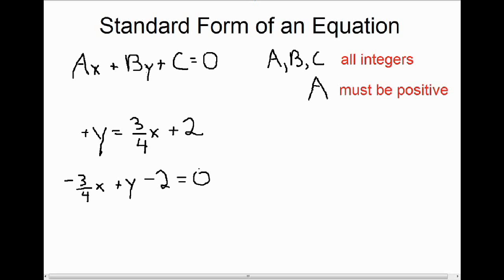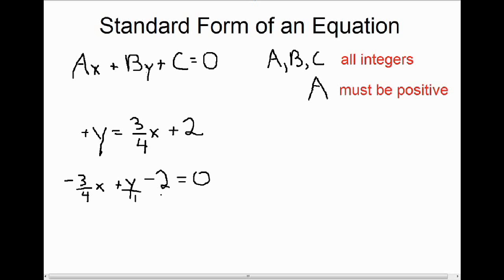Now, we've got a couple of issues here in terms of trying to get it into standard form. The first one you'll notice is there are fractions here. As I stated at the beginning, a, b, and c all have to be integers. They have to be whole numbers. They can't be fractions. And right now our value of a is negative 3 over 4. It is a fraction. So essentially what we have to do here is get rid of the fractions in this equation. And we've seen how to do that already a few times.